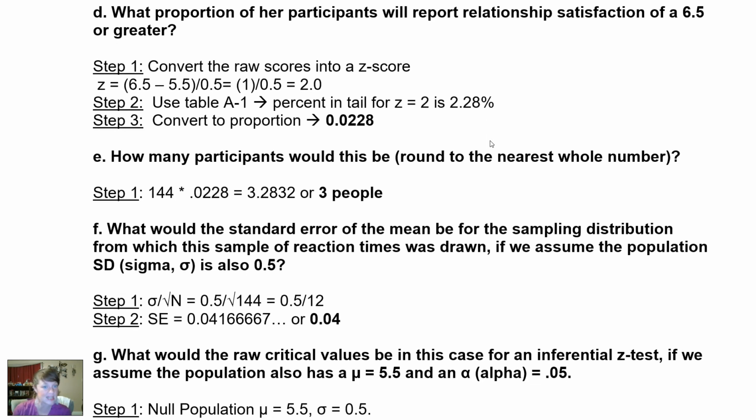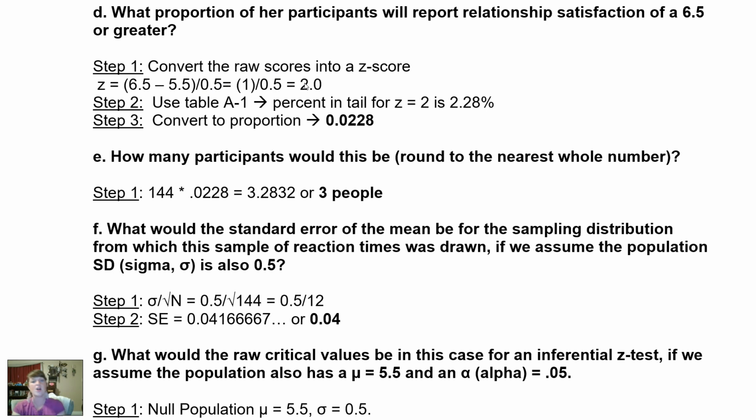What if I'm asked something like this? What proportion of my participants is just above 6.5? Reports relationship satisfaction of crazy high, above 6.5, a raw score of 6.5. Well, again, the first thing I'm going to need to do is convert that to a z-score. Take 6.5, subtract the average, divide by the standard deviation to get a z-score of +2.